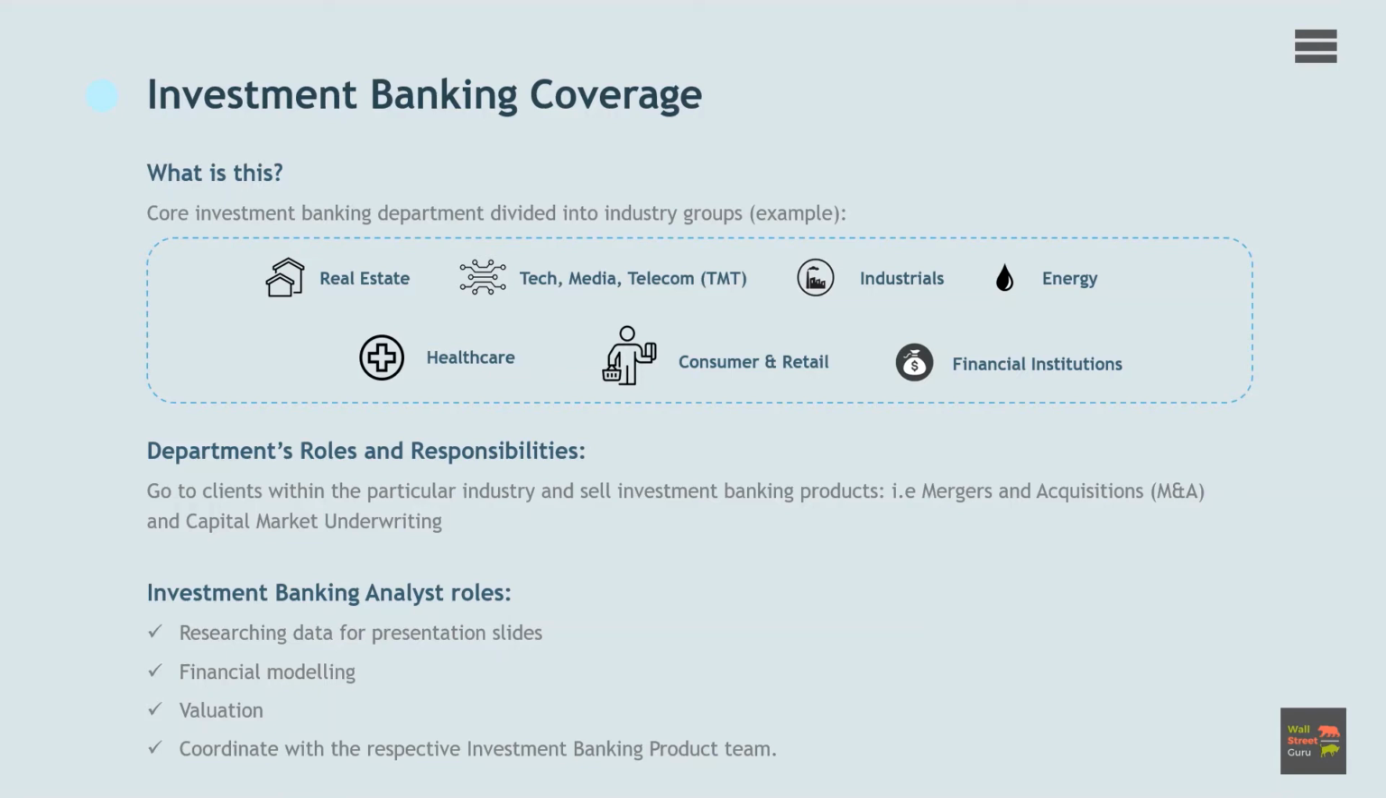If the client expresses further interest in one of the products mentioned, then the coverage team would coordinate with the respective product team. For example, if the client expressed interest in raising equity, a subset of underwriting, then the coverage team would coordinate with the equity capital markets team to further the potential transaction.